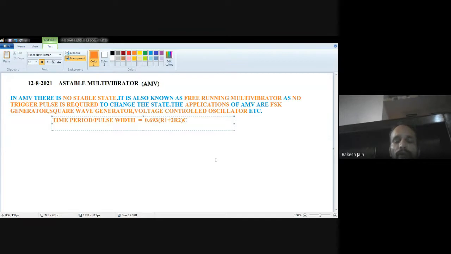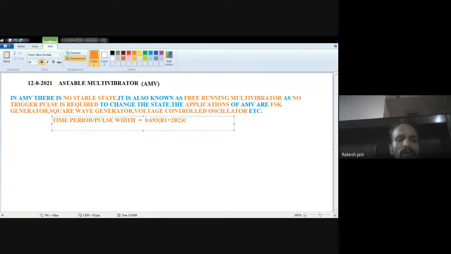That is, the on time period is 0.693 R2 C and the off time is 0.693 (R1 plus R2) C. So totally it will be 0.693 (R1 plus 2 R2) times C. So the frequency of oscillation is given as 1 upon 0.693 (R1 plus 2 R2) times C. When we calculate 1 upon 0.693, it will be 1.453. So 1.453 upon (R1 plus 2 R2) times C.